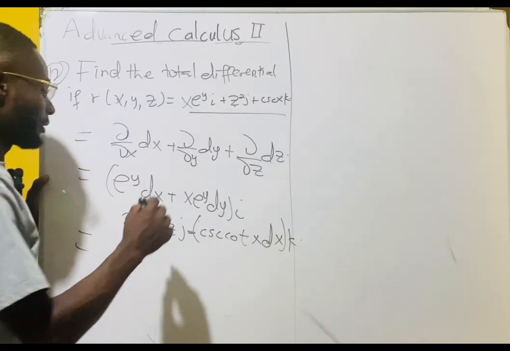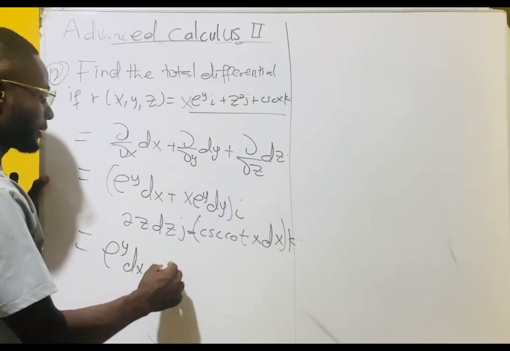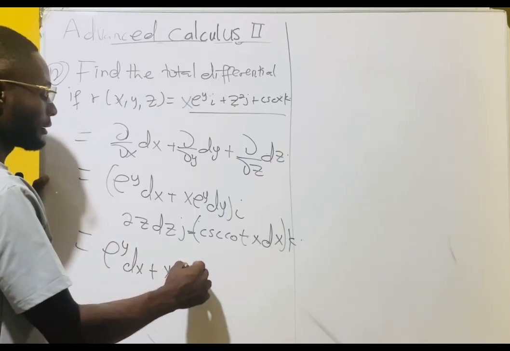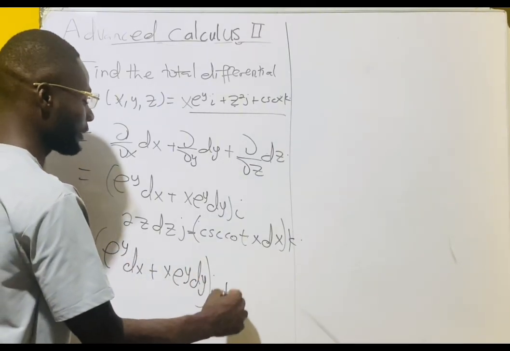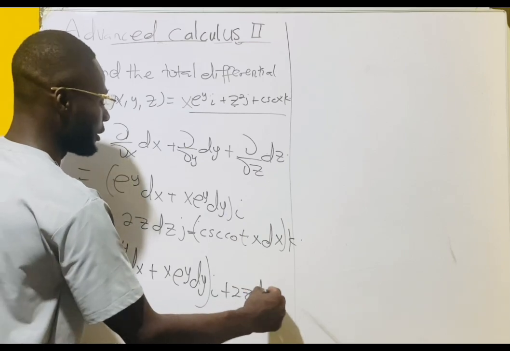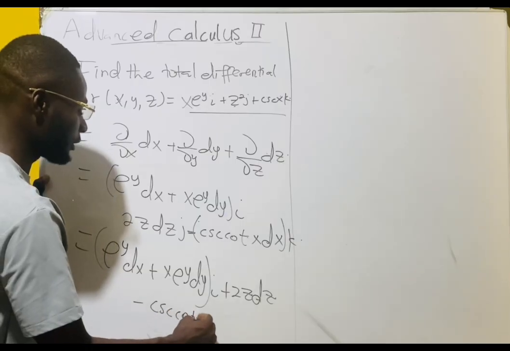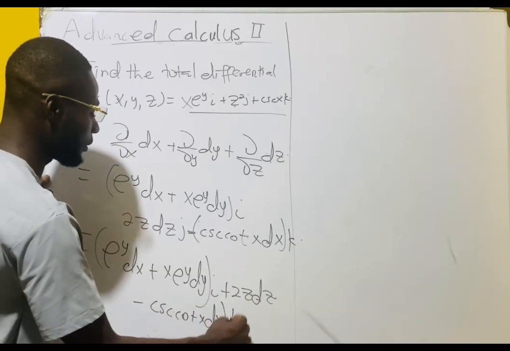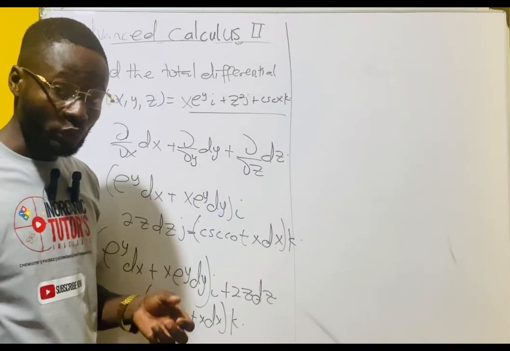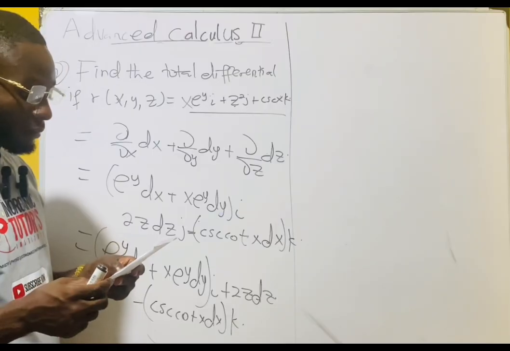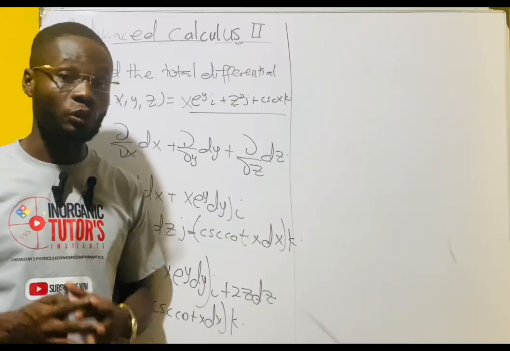So you can say that our final solution is e to the y dx plus x e to the y dy, i, plus 2z dz, minus csc cot x dx. Okay, so that is how you handle total differential problems. All right, so that is the end of question number 12. Let's move on to question number 13.